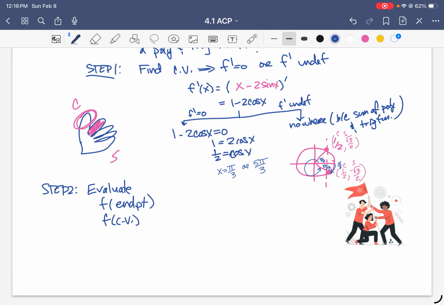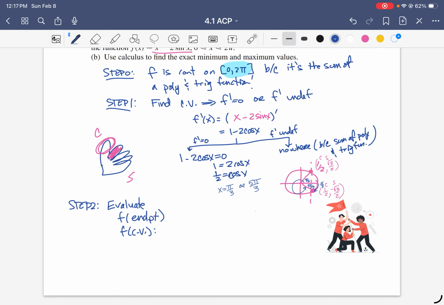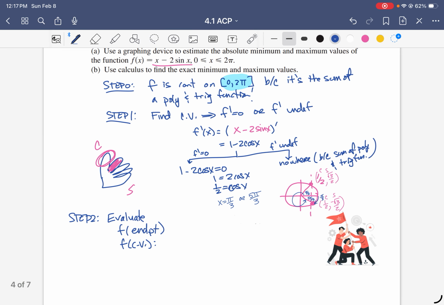So f of the critical values would just mean that I take my original function, which was x minus 2 sine x. At pi over 3, I'm going to get pi over 3 minus 2 sine of pi over 3. But I know that the sine of pi over 3 is the square root of 3 over 2. So this is going to end up being pi over 3 minus 2 times square root of 3 over 2. So it's going to be pi over 3 minus square root of 3.